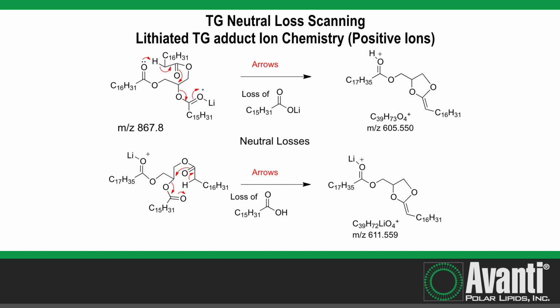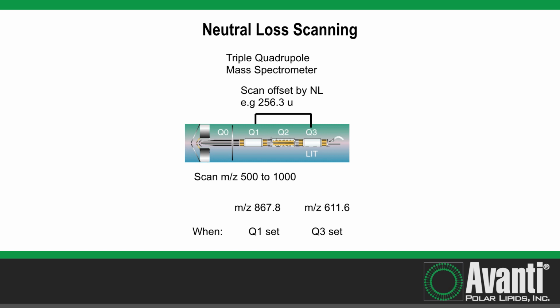Now, these experiments are shown in the next slide in the same mass spectrometer setting where you have Q1 set at a certain mass. It's going to scan between 500 to 1,000. And the Q2 is the collision cell where the ion chemistry is induced. And between Q1 and Q3, you just change what mass it's looking at by an offset, in this case 256, to look at the loss. In this case we're looking at palmitic acid loss.